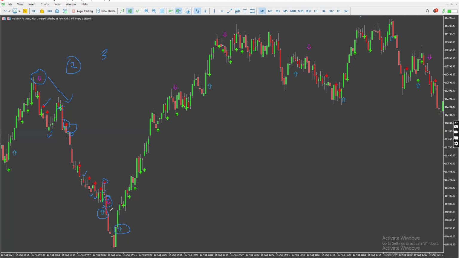The arrow came out, but we are waiting for our small red confirmation arrows to come. None of them came out here. Then we have a green arrow that shows that the market is now bullish. Pardon my drawing, please. So now we are taking only green.